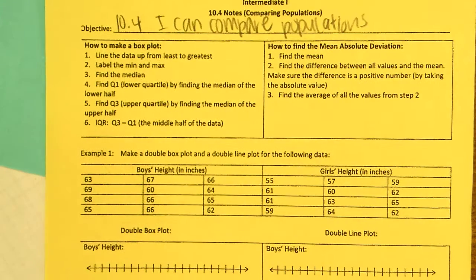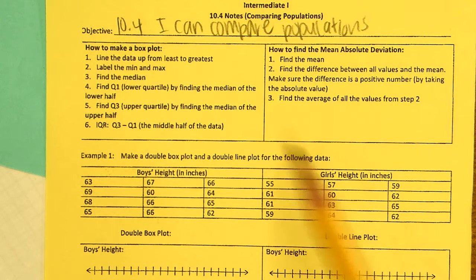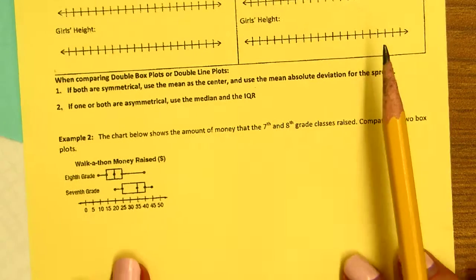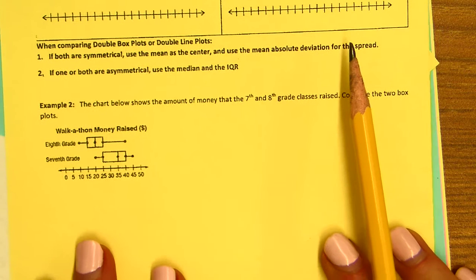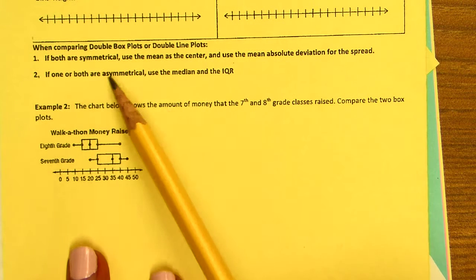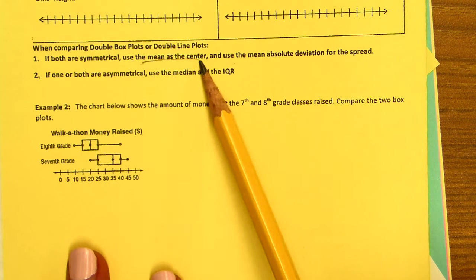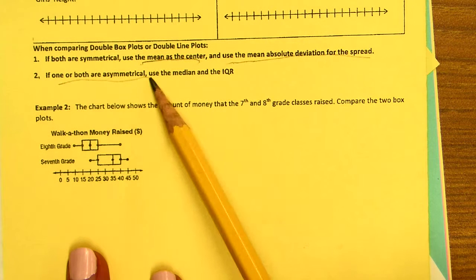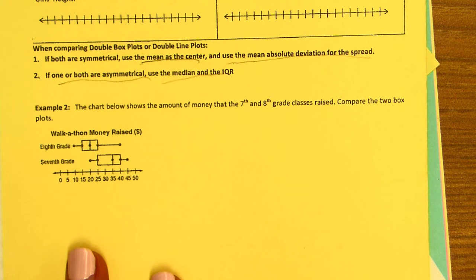Okay, so we're going to talk about the box plot and line plots in class, but let's talk about how to compare populations. Down here at the bottom of this first page, it says when comparing double box plots or double line plots, if both are symmetrical, use the mean to describe the center and the mean absolute deviation to describe the spread. If one or both are asymmetrical, use the median and interquartile range.